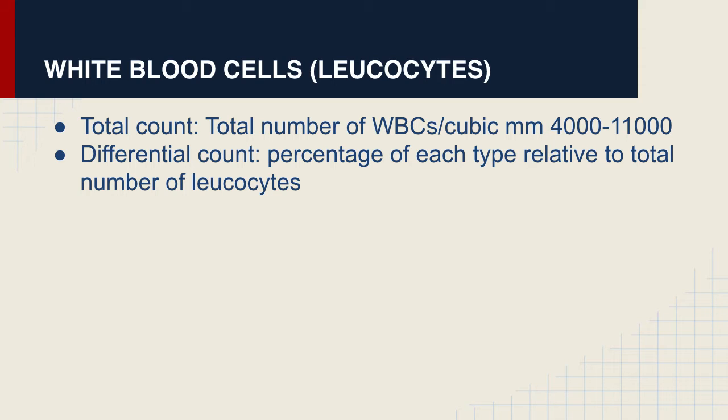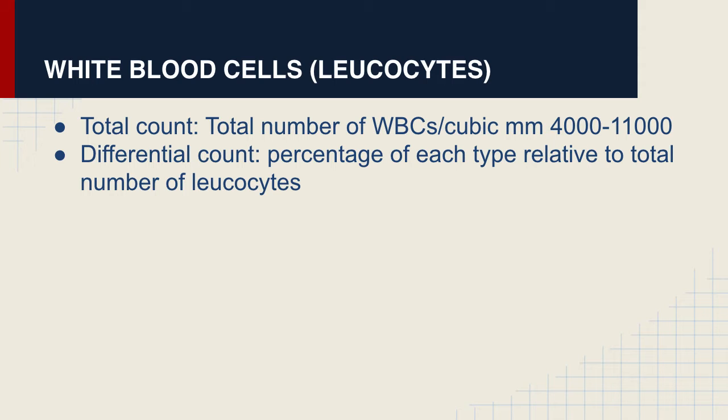The other column of the table on page 27 is the white blood cells or the leukocytes. The total number of white blood cells ranges from 4,000 to 11,000 cells per cubic millimeter. Differential count of the white blood cells means the percentage of each type relative to the total number of leukocytes. The white blood cells are not one type.